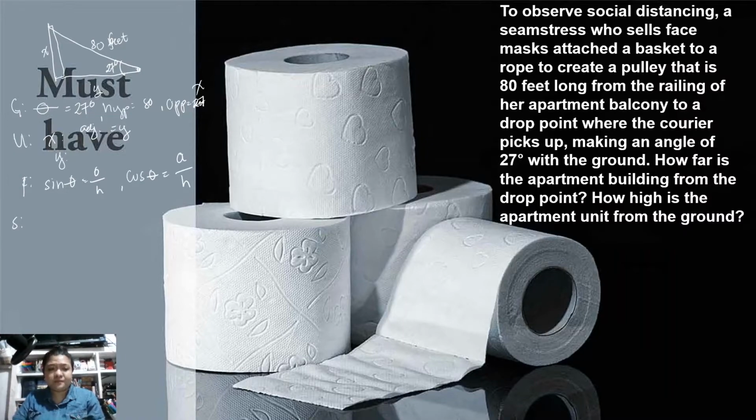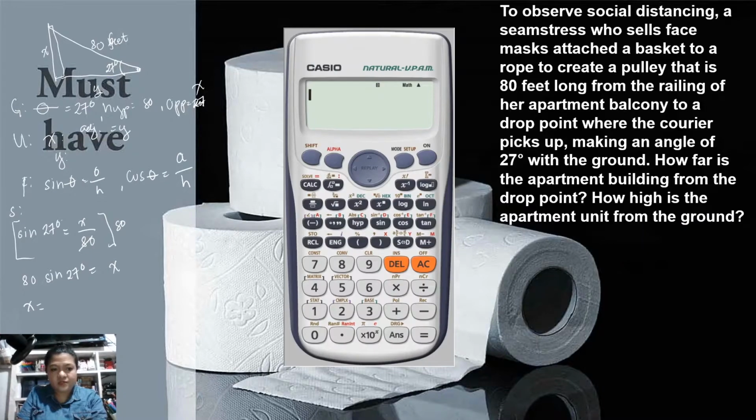Kunin muna natin ang value ni x. So, sine ng ating theta ay 27 degrees. Sine 27 is equal to the opposite side na x over the hypotenuse na 80. Para ma-isolate natin si x, i-multiply natin both sides by 80. So, magkakaroon tayo ng 80 times sine 27 degrees equals x. Okay, so x, gamitin natin ang ating calculator. Okay, so si x is 80 times sine 27 degrees. Input lang sa calculator, 80 times sine 27 degrees.